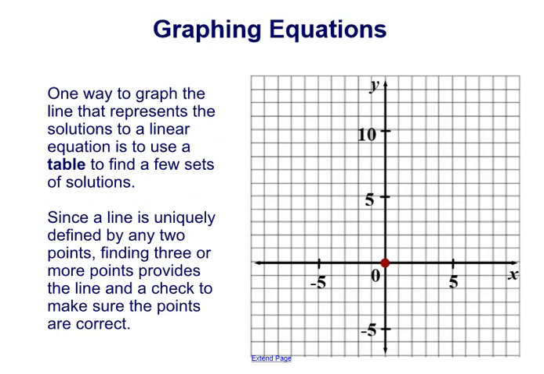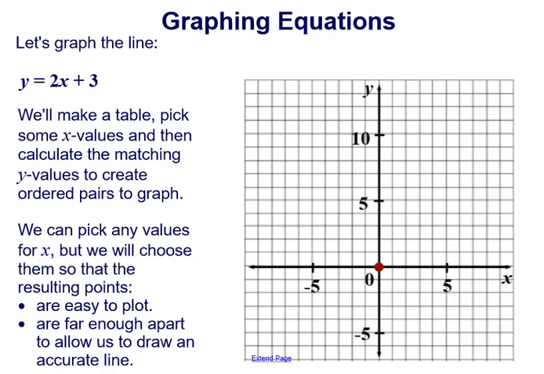One way to graph the line that represents the solutions to a linear equation is to use a table to find a few sets of solutions. And since a line is uniquely defined by any 2 points, finding 3 or more points provides the line and a check to make sure the points are correct.